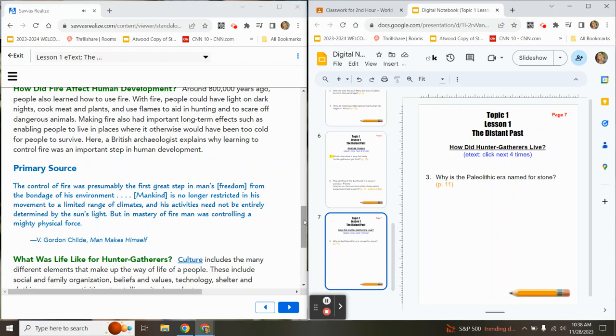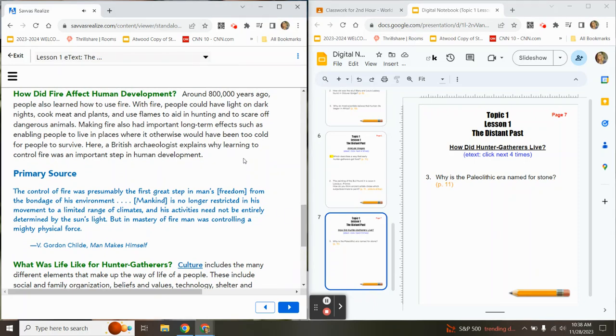How did fire affect human development? Around 800,000 years ago, people also learned how to use fire. With fire, people could have light on dark nights, cook meat and plants, and use flames to aid in hunting and to scare off dangerous animals. Making fire also had important long-term effects, such as enabling people to live in places where it otherwise would have been too cold for people to survive.